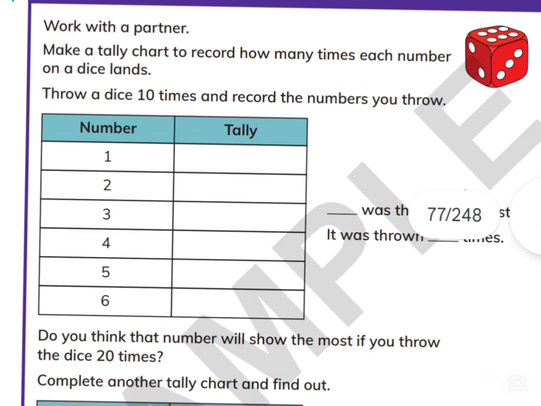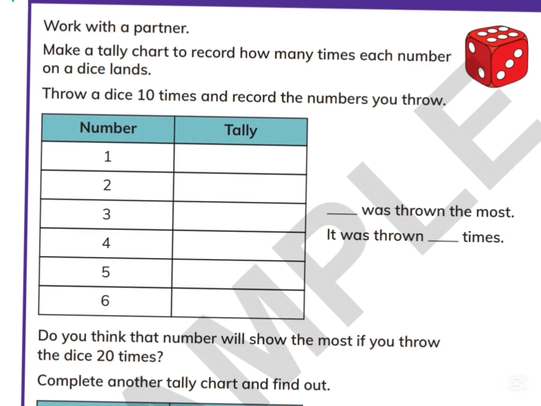Now let's investigate. Look at the partner, make a tally chart, how you record each number on the dice land. Throw a dice 10 times and record the numbers you throw. Okay. 1 dash was thrown the most. It was thrown dash times. Okay, you must have a dice with you and then you should throw.